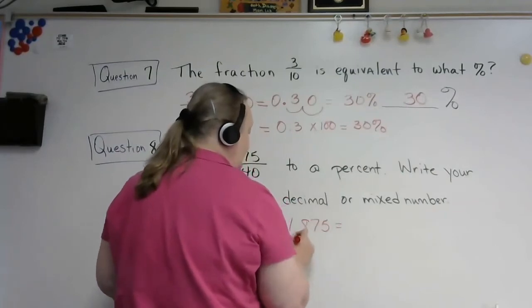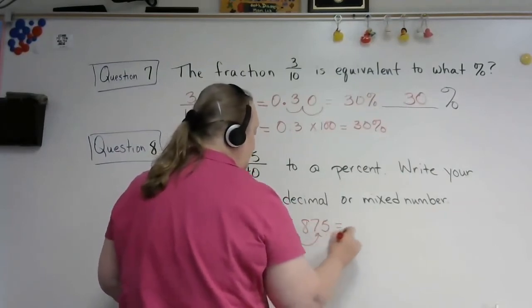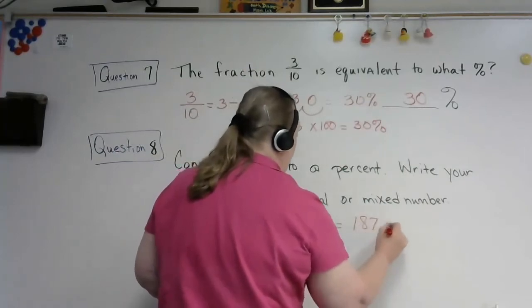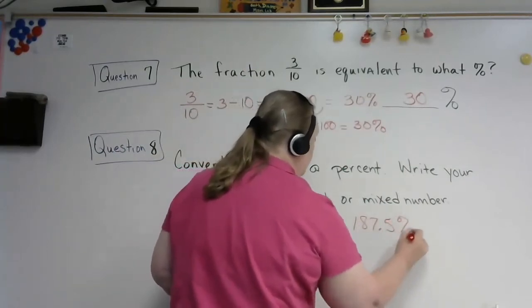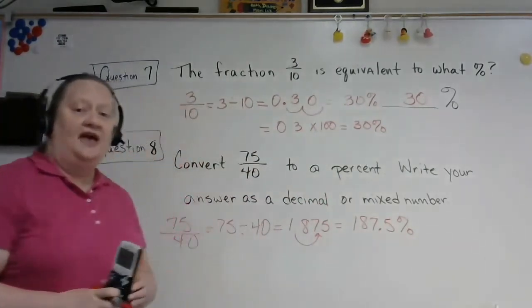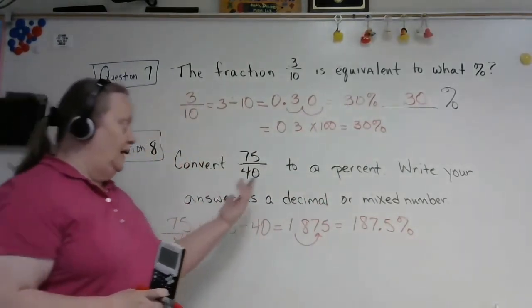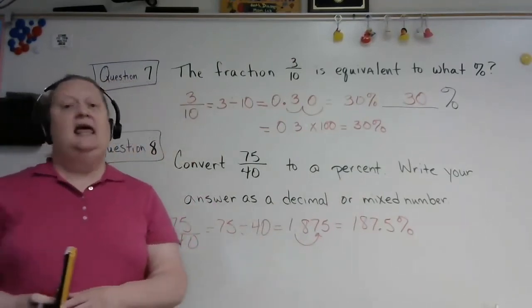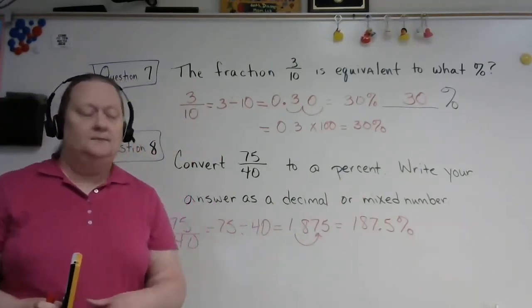In this case, our decimal would move over 2 places, and that gives us 187.5%. So to write it as a percent would be 187.5%, and that's writing it as a decimal.